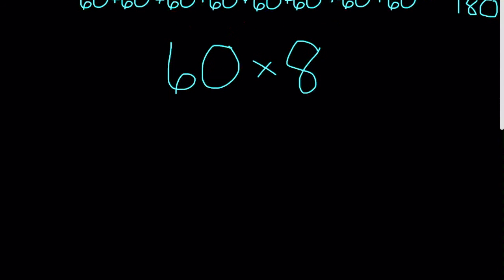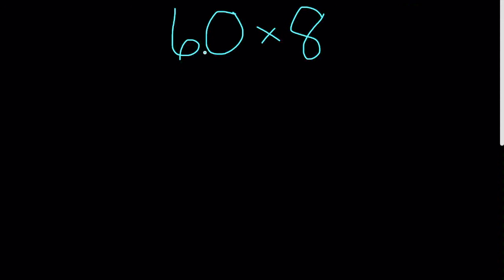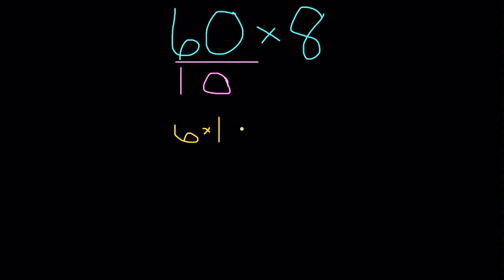Or, since this one has 8 numbers, it's pretty long, you can do it in an easier way. We can do 60 times 8, but we're going to simplify 60 first. We're going to divide this by 10, and then we get 6. And we know 6 times 10 is equal to 60. And we can add the 8 right here because it's 60 times 8.